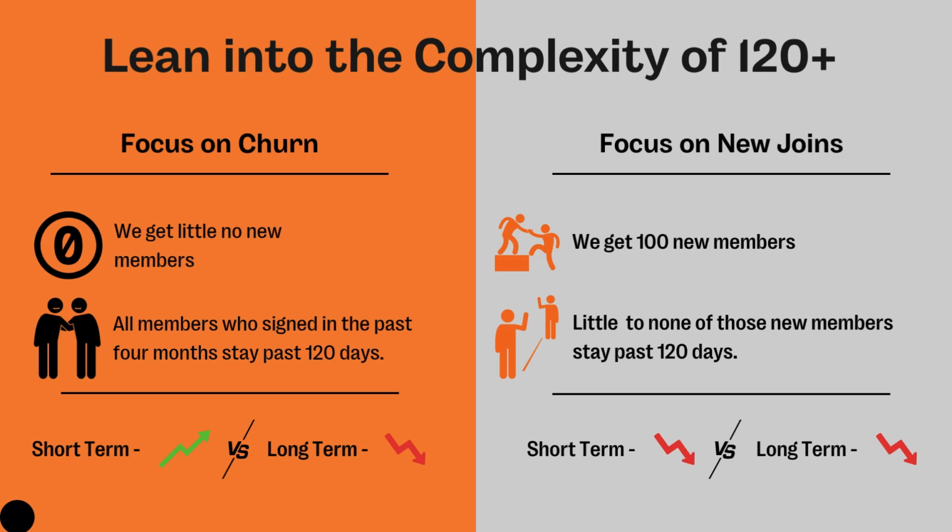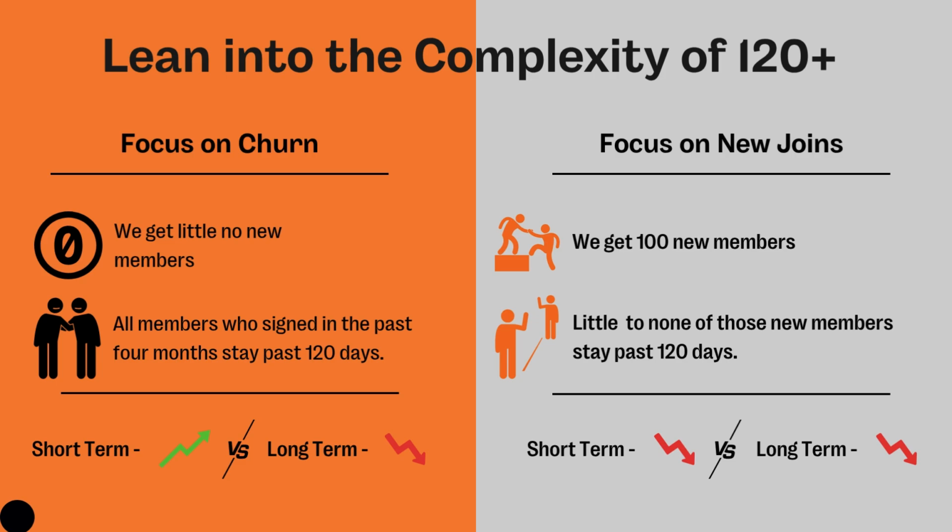We already have a little bit of complexity here because we have two main KPIs that feed into that 120 plus number. So let's lean into that complexity a little bit. What if we just focused on churn and we just drove really hard on making sure that our members stayed? What may happen? This is a dramatic rendition of what may happen.